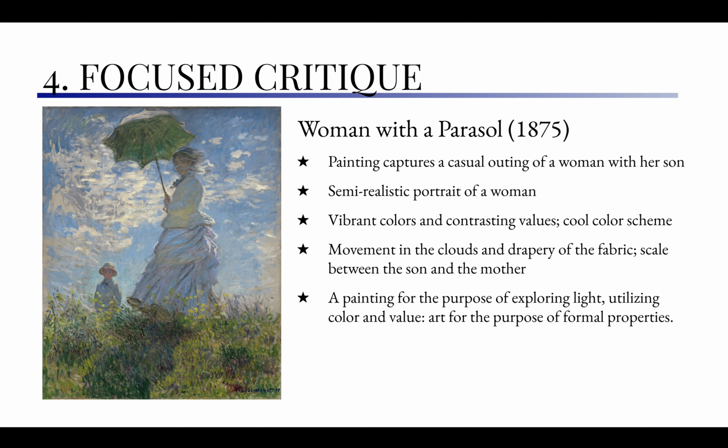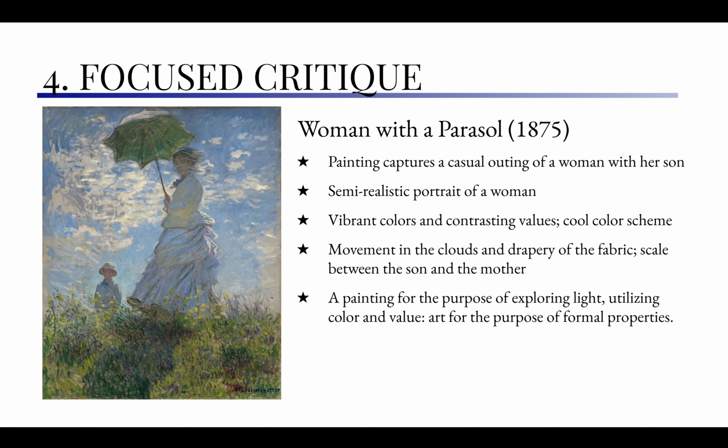I would also say that it is a portrait of a woman, although there is indeed a background. I'd say that it does focus on the woman with a parasol, and it does have very vibrant colors and contrasting values. You can see the really saturated blues and greens, and of course the dark in the grass compared to the light of the grass. And it also has a very cool color scheme, what with the blue of the sky and the green in the grass. There's blue reflected from the sky in her dress, and there's even purples that you can see in her dress and in the grass for shading. Overall, it has a very cool sense of color in it.